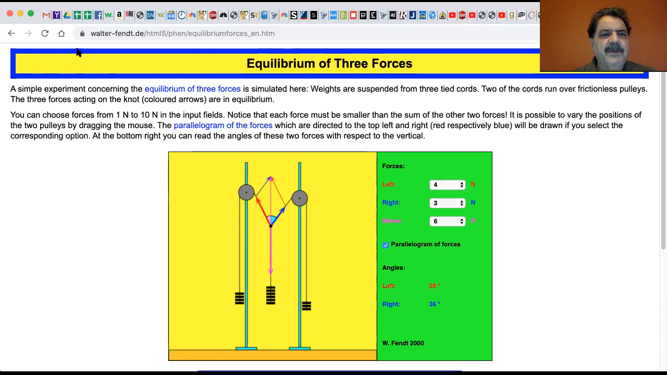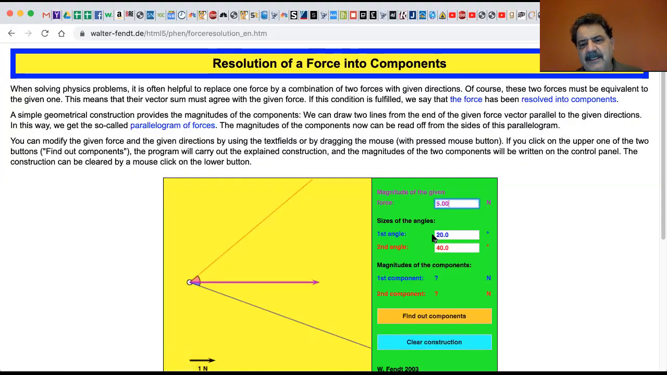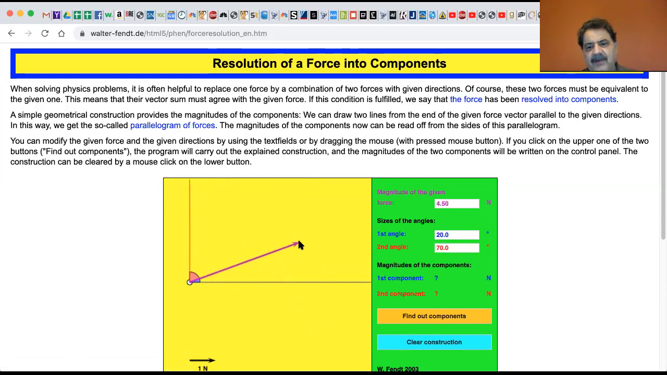I didn't include, but you're welcome to play with, the resolution of force because it's a little unclear. We want these to add to 90, and we can even change this to where it kind of looks like a 90 degree. And you can say find out components. And it's showing you the vertical component, Y, and then the horizontal component, and then it's going to draw them. There's the horizontal component, the first component, and it gives you a value of 4.23. Then it's drawing the second component, and it's giving you 1.54.